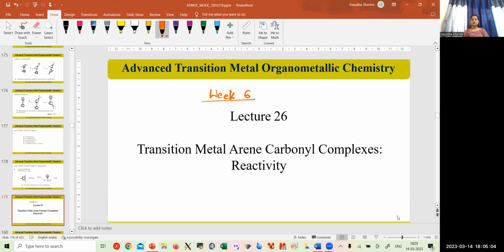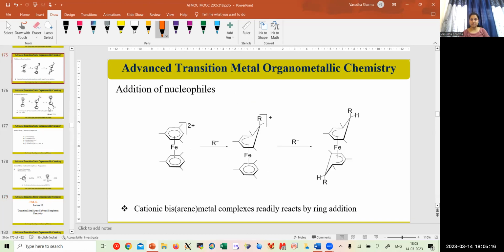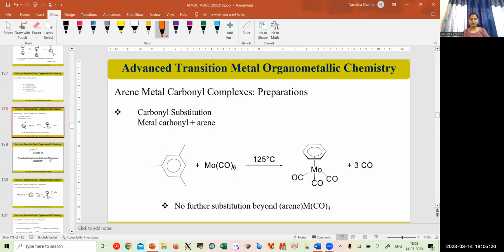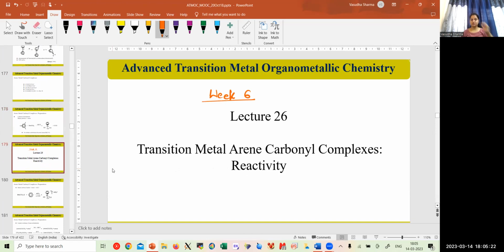Before starting that, I will just give you a brief that up to lecture 25, we have seen different kinds of ligands. And lastly, we left at a position where we talked about transition metal arene complexes and certain reactivity. But the reactivity portion has not been covered yet. So we will continue with the reactivity of transition metal arene carbonyl complexes.